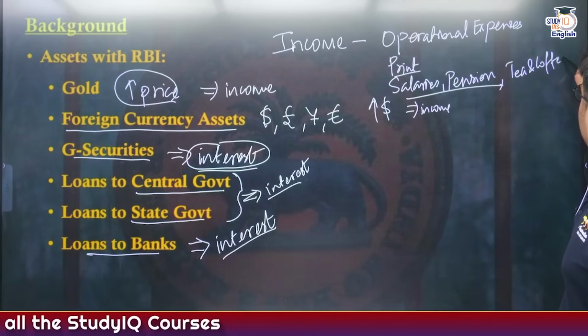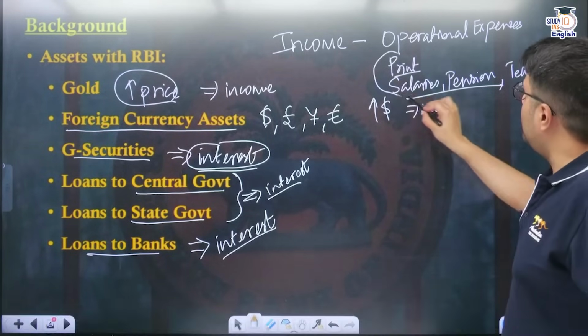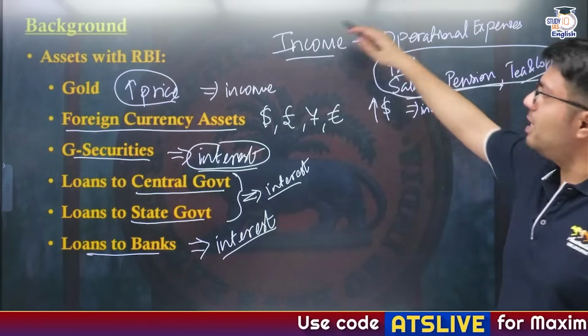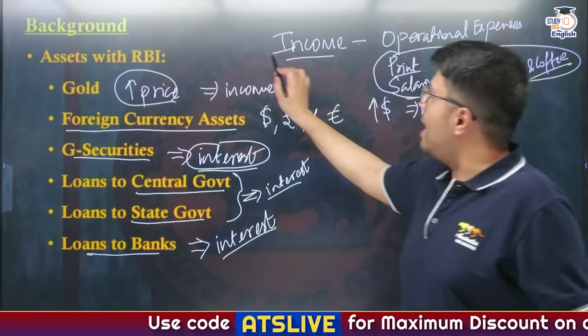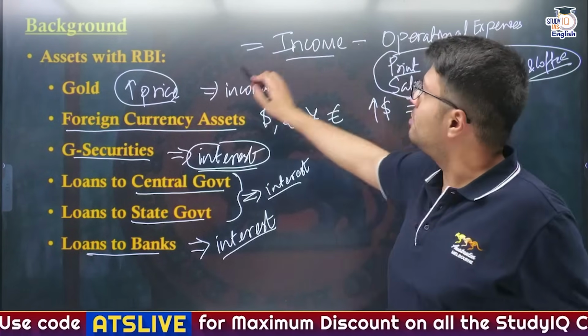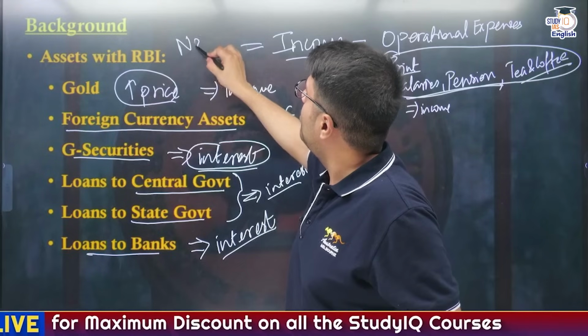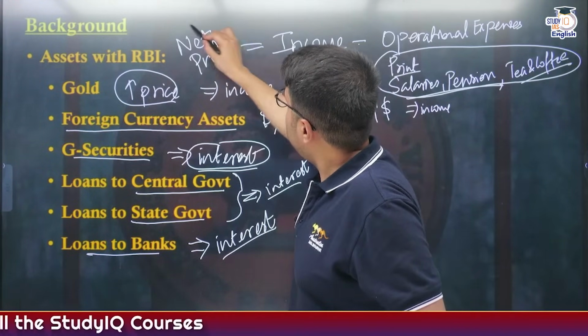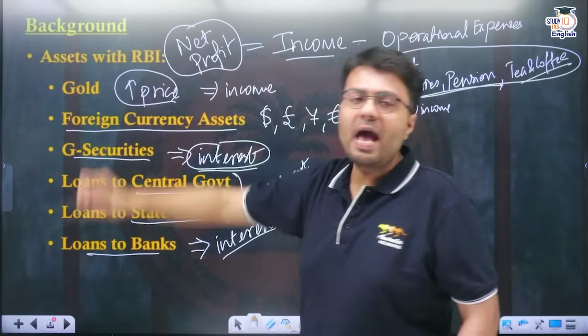These are also included in operational expenses. So all of this spending is done by the RBI from its income, and we subtract operational expenses from the income. After we subtract operational expenses from the income, we get what is net profit. Okay. So this is how RBI makes money every year.